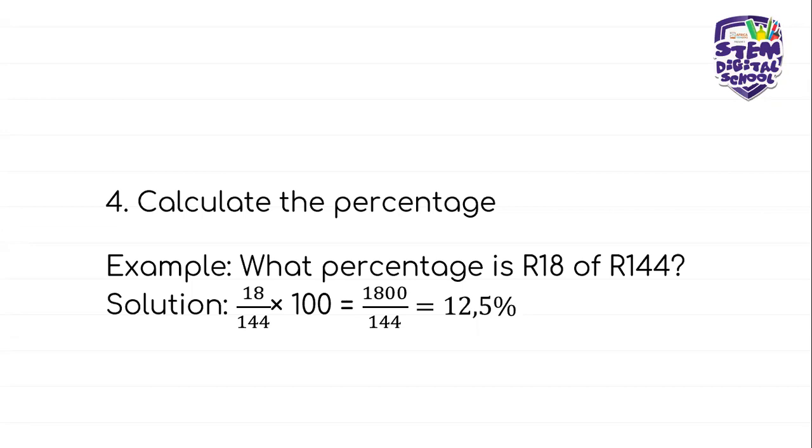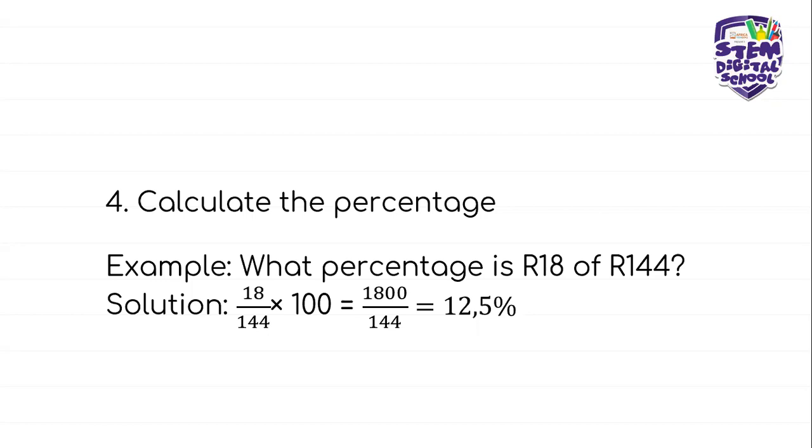Right, 12,5%. This is what we have. And then we have now shown that this is the percentage, which is 18 rands of 144. So if we ask you a question, what percentage is 18 rands of 144? The answer will be 18 over 144, and then you multiply by 100, which gives 12,5.